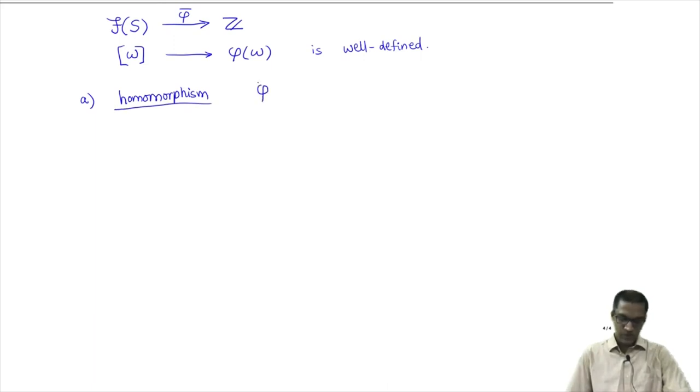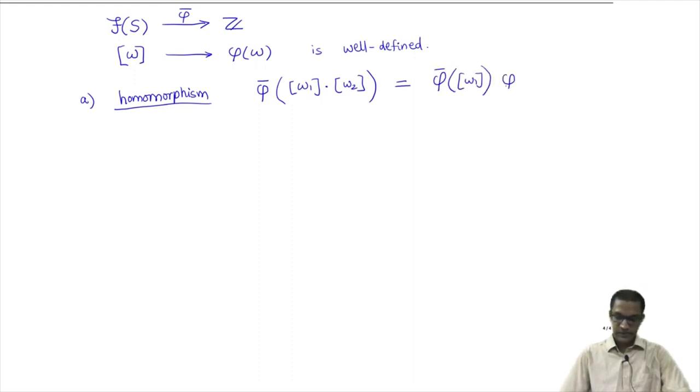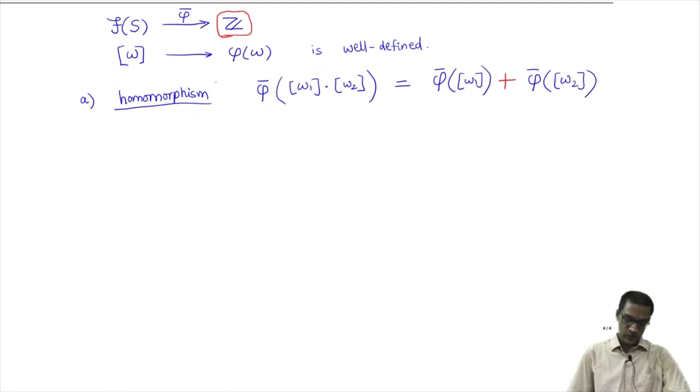Recall, what does homomorphism mean? I must take two elements, W1 and W2, in my group F of S, multiply them out in the group, and then my answer should equal phi bar of W1 times phi bar of W2, but the product on the right hand side is computed in the group Z, the range of this map. In other words, that operation is just the usual addition in the integers. So I need to prove that phi bar of W1 times W2 equals phi bar of W1 plus phi bar of W2. This is what it means to say that phi bar is a homomorphism.